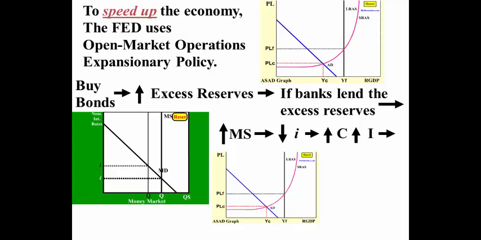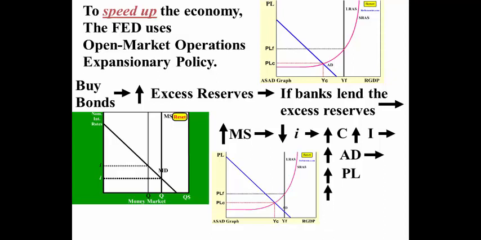Aggregate demand now will increase, so watch what happens to the price level as aggregate demand increases. As aggregate demand increases, the price level starts to rise. So the price level goes up, and real GDP and national income also go up. Notice how real GDP is increasing. This gap is getting closed.